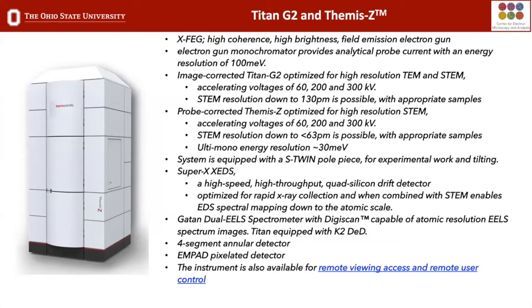Both systems are variable voltage. They go from 60 to 300 kV. The Themis actually can go down to 30 kV. The STEM resolution in the Titan is 130 picometers. That's extremely good. But when you look at our probe corrected Themis Z, you see where probe correction really plays a role. We can do better than twice that in our probe corrected Themis Z.